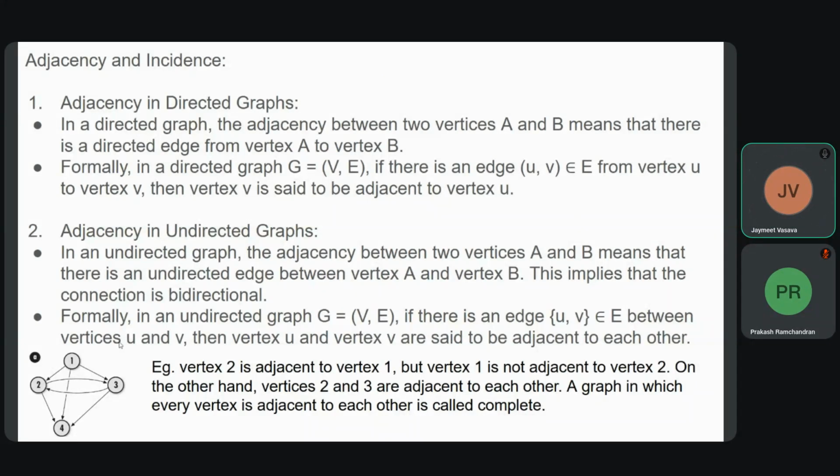So formally, an undirected graph G = (V, E), where (U, V) belongs to E between vertices U and V, then vertex U and vertex V are said to be adjacent to each other. In the example, you can see for image A, it's a directed graph. So vertex 2 is adjacent to vertex 1, but vertex 1 is not adjacent to vertex 2. On the other hand, vertex 2 and 3 are adjacent to each other, and a graph in which every vertex is adjacent to each other is called complete.